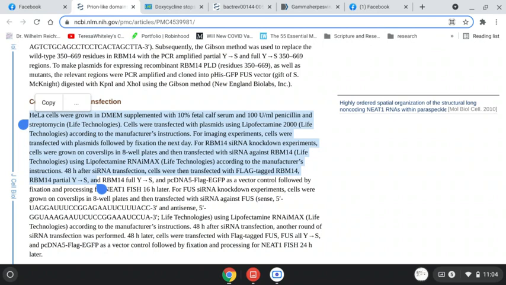For RBM14 short interfering RNA knockdown experiments, cells were grown on cover slips, 8 well plates, and then transfected with the short interfering RNA against RBM14 using Lipofectamine RNAiMAX, according to the manufacturer's instructions. So if you watch some of my earlier videos, I talked about the short interfering RNAs and RNA interference and this RNAiMAX.